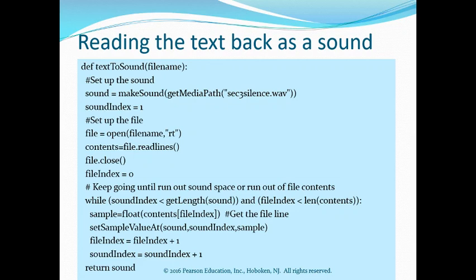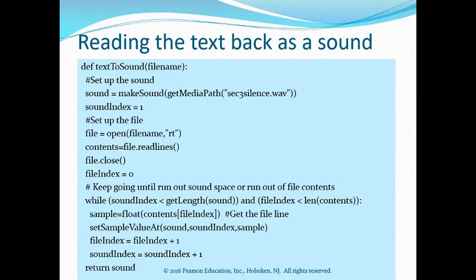The first thing we do, as we can see by the comment, is set up the sound. What that means is we're actually going to call the make sound function that calls the get media path, and we point that to a WAV file, right? And that's assigned to our sound variable. Then we say create another variable called sound index. We assign that to the number 1. Another comment says set up the file. So we're going to actually open a file, we're going to read the lines, and we're going to close it. And then we set the file index, which is a new variable, to 0.